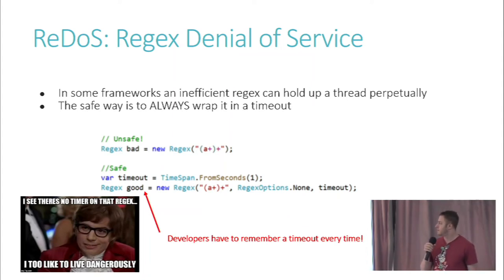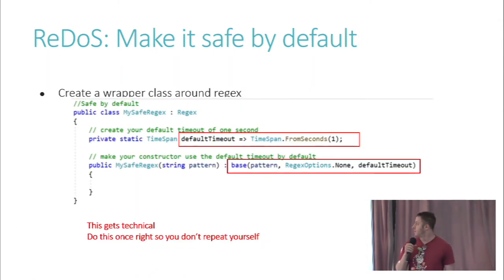So what you can do is you just say, all right, cool, bad regex right here, and the developers always have to remember a timeout, and then it's safe. But who can just assume the developers will oftentimes forget a timeout? It's probably going to be pretty common. So what you can do is just make your safe regex class. And you write this once, and then you handle it.